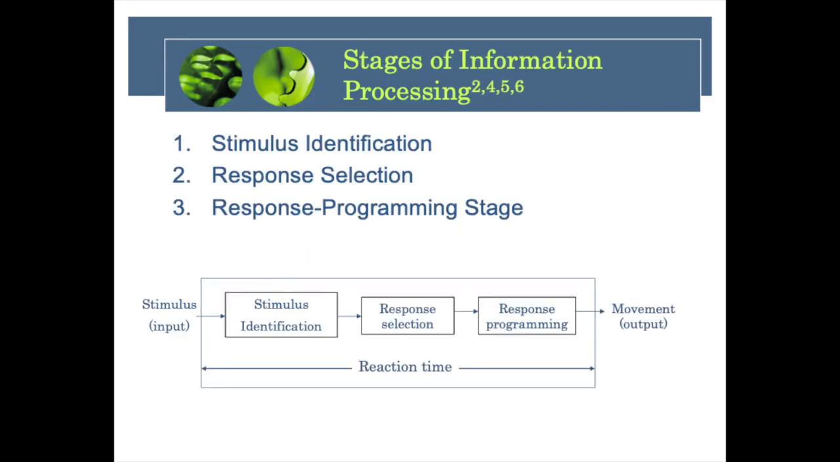All right, so now we're going to take our next step at looking at potentially what's happening in this black box. You can see in the diagram below, we've now expanded this black box to include three different potential processes going on: stimulus identification, response selection, and response programming. These three potential stages of information processing are what make up our reaction time. This reaction time is the time between the stimulus that we receive and our movement output.